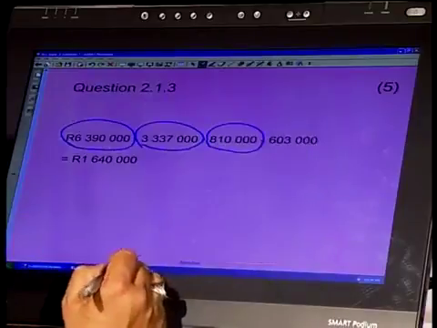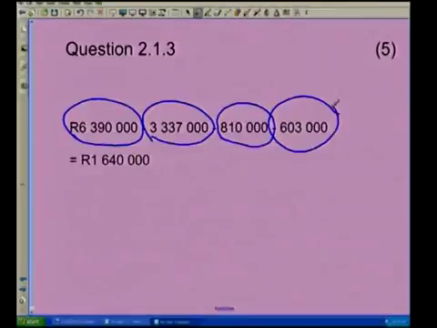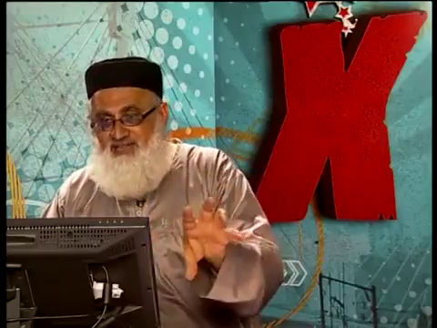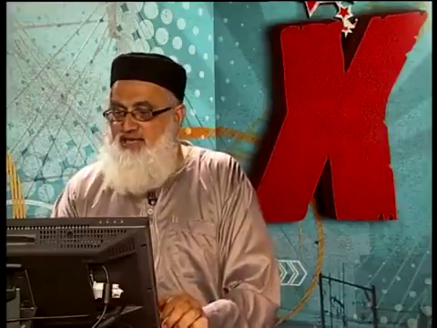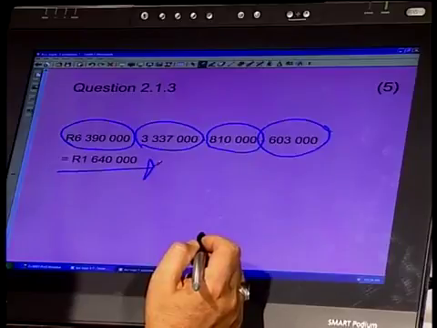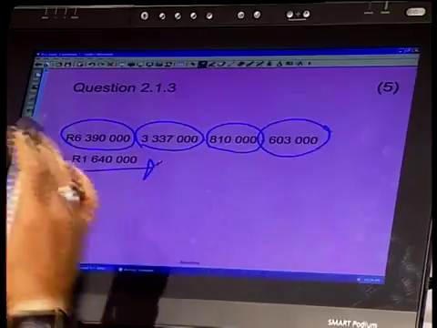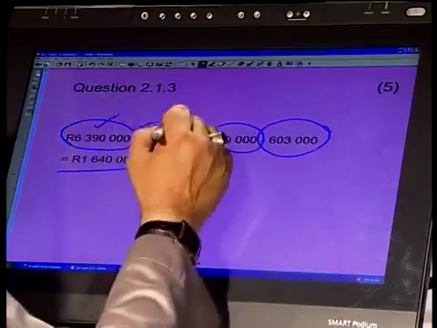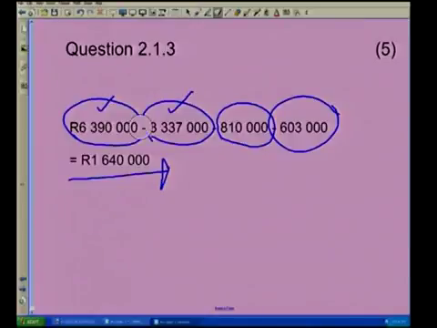And that's where I now say minus 810,000, which was what? 810,000 was my admin cost. Notice I've used it now. And minus 603,000, which was what? My 603,000 was my selling and distribution cost. So in other words, I've used up all the information regarding this question, and therefore I can see that my net profit would be 1,640,000. Once again, a recap.